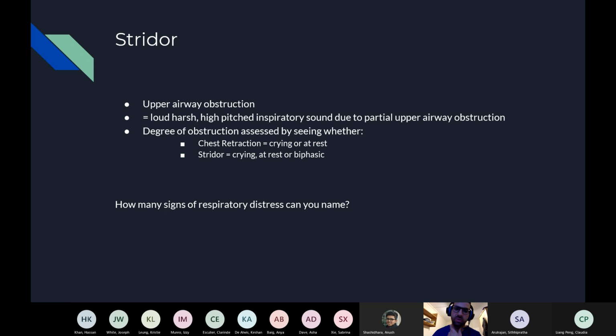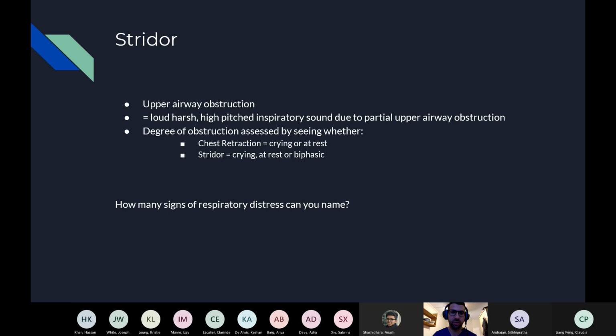Basically, anything that's going to cause an obstruction to the upper airway, you're going to hear different types of sounds. Stridor is a loud, harsh, high-pitched inspiratory sound due to partial upper airway obstruction. The degree of obstruction is assessed by seeing whether there's any increased work of breathing, like chest retraction, subcostal and intercostal recession, and also stridor. Are they crying at rest, is it biphasic, or both the time? Is it when they're lying down completely happy, or when they're really trying to breathe? That's how you can differentiate how large the obstruction is.